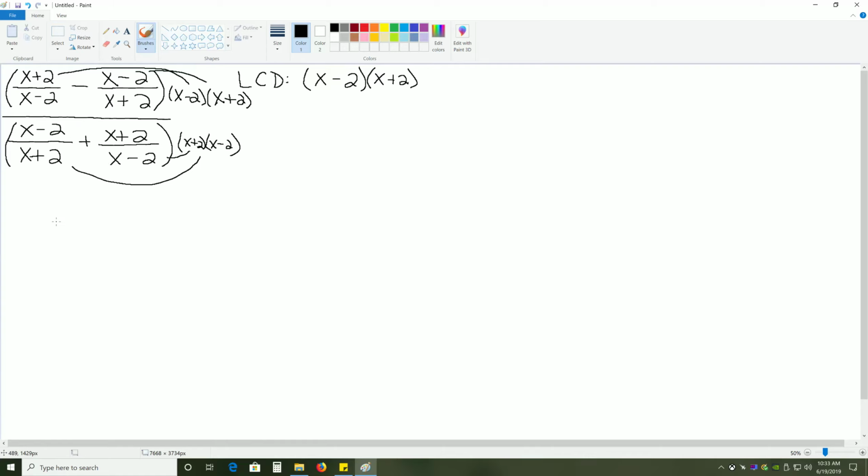And when we do, we're going to get something that looks like this. And I'm going to write it out fully to avoid any confusion. We have x minus 2 times x plus 2, the term being distributed, times our first fraction, x plus 2 over x minus 2, minus our second fraction, x minus 2 over x plus 2, times x minus 2 times x plus 2.